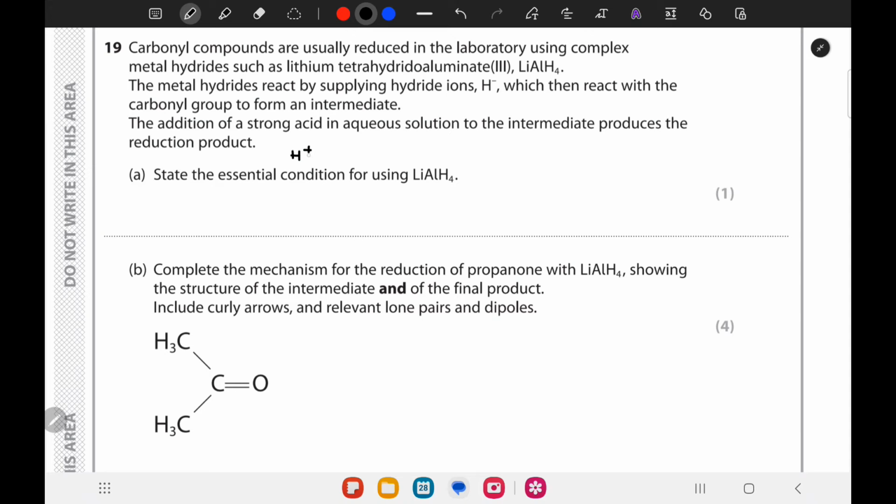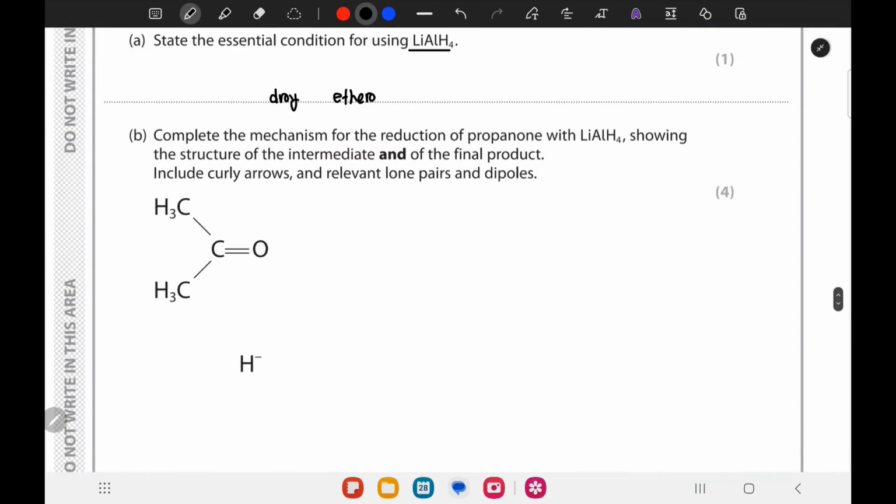Since we need to have an H plus after we reduce this, since this only produces H minus, we don't have to go so far. For the first part, we have to state the conditions for using LiAlH4. For using LiAlH4, we have to use it in dry ether. We cannot use aqueous solutions of LiAlH4 since this will reduce water itself. So we use dry ether.